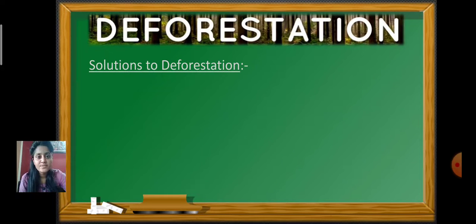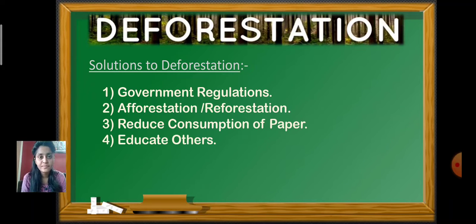Now let's see solutions to deforestation. What are the solutions for deforestation? First one, government regulations. Second one, afforestation or reforestation. Third one is reduce consumption of paper. Fourth, educate others. Let's see the first one, government regulations. The government should take steps to reduce deforestation. Yes, there should be many rules and regulations on the cutting of trees.